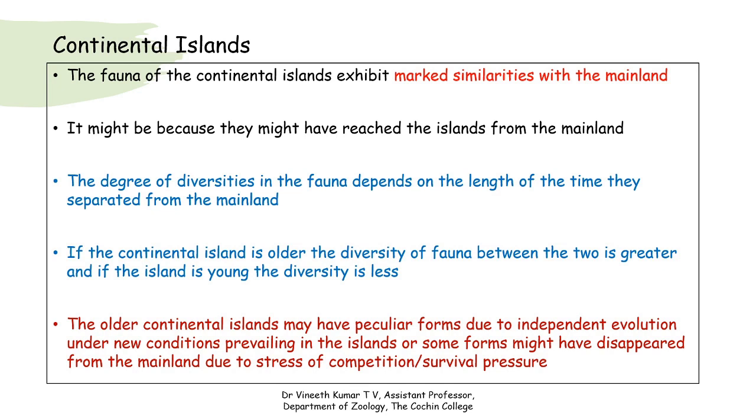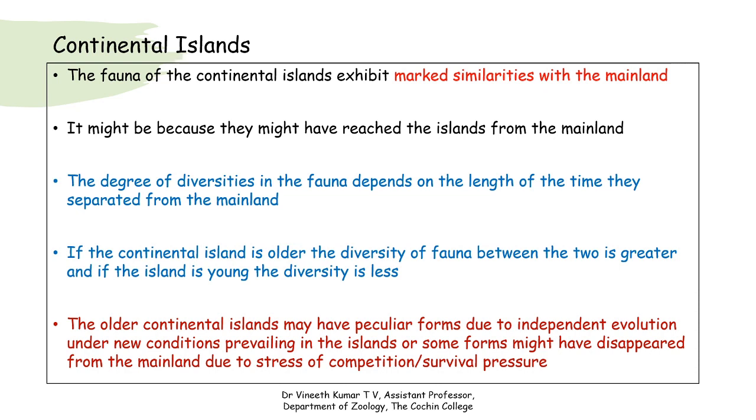says something about the time at which this particular land has been separated. So if you have more number of diversified animals, it indicates that this is an ancient continental island, and that means that it has separated from the mainland in an earlier past. If the continental islands are older, the diversity between them is greater, and if it is young, the diversity will be less. The diversity less means more number of animals will be similar to that of the mainland.